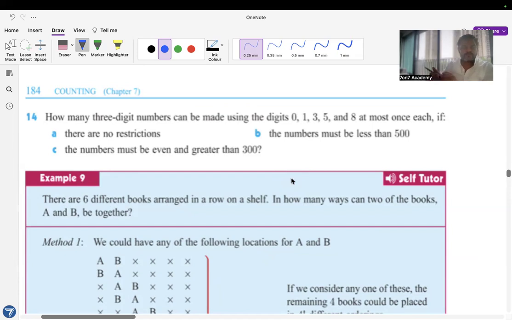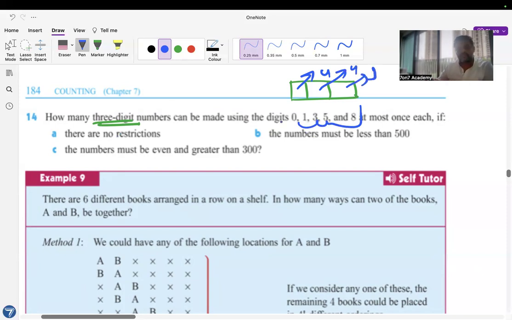So what are you doing here? What did they say? How many 3-digit numbers can be made using these, at most once, if there is no restriction? Tell me. 5 factorial. No, if there are no restrictions, you have to make 3-digit numbers. So this place can be filled by what? Any number? It doesn't say non-zero. But it can't be 0, because then it won't be a 3-digit number. So if you place 0 here, it's 4, then the remaining, 0 also included, anything can come here, and then 3.